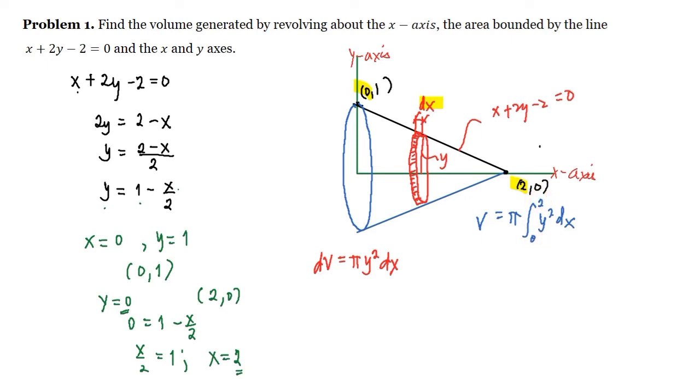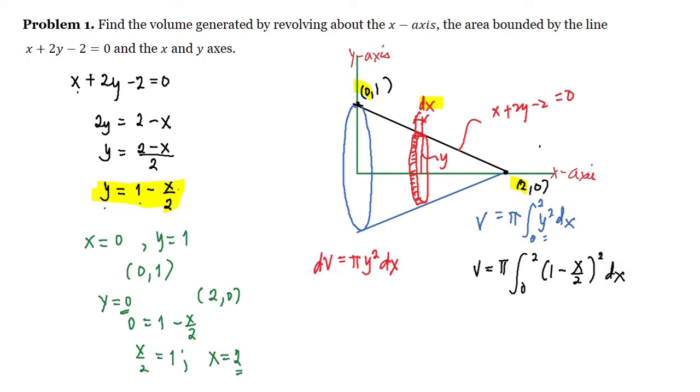So since our y here, as we can see in here, is equal to 1 minus x over 2, substitute natin dito sa equation natin. And we have here the volume is equal to pi integral from 0 to 2 of 1 minus x over 2 squared dx. Okay.